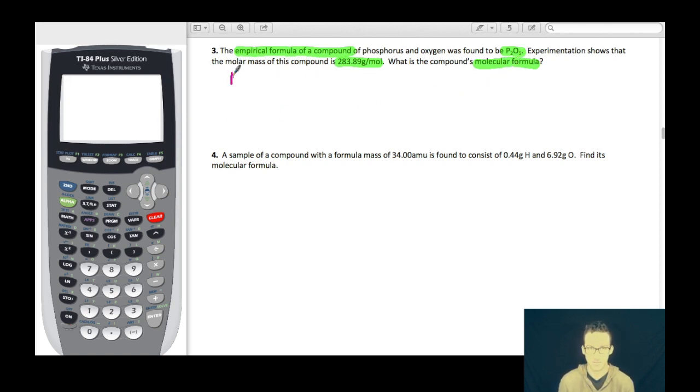So basically what we need to do here is think to ourselves, all right, we've got P2O5 as my empirical formula. What is the molar mass of this thing? And let's compare that then to the molar mass of the actual compound. So again, I'm going to take a look first at phosphorus here. I've got 2 moles of phosphorus.